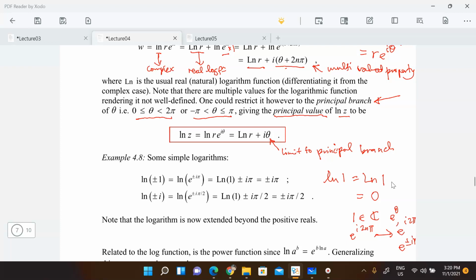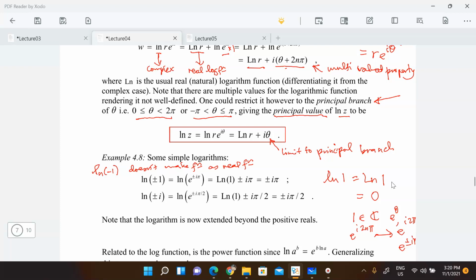So now what happens in that particular case, log 1 is actually the real log 1 plus or minus iπ. So it gets extended to have an imaginary value. Of course, log 1 here is 0. But now we could also extend this to log minus 1. In the real log function, log minus 1 doesn't make sense as a real function. But as a complex function, you have that.